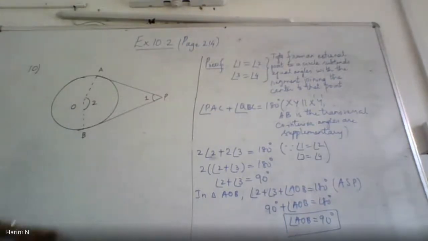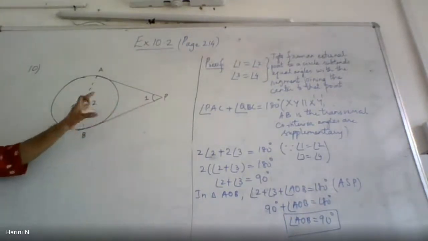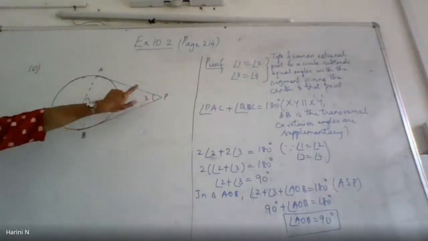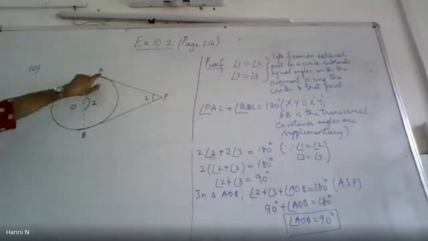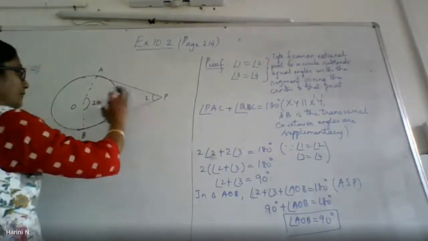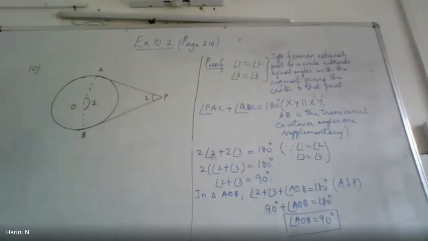I have to show that these two angles, that is the angle between the tangents, is supplementary to the angle formed by the line segments joining the points of contact at the center. That means I have to show angle 1 plus angle 2 is equal to 180 degrees. This is what I have to show. How will I show this? So what is given, and to prove, we will quickly write down.